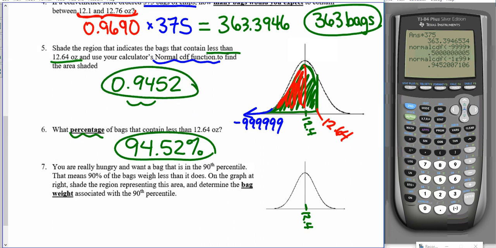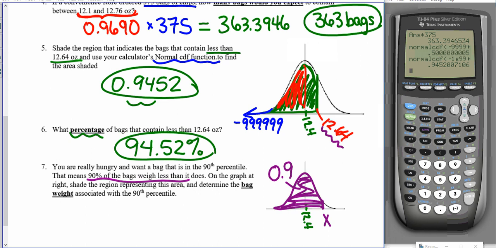Okay, so now number 7 says you're really hungry and you want a bag that's in the 90th percentile. 90th percentile means that 90% of the bags weigh less than you. So on the graph, where is that going to be? The 90th percentile is going to be way up here. Do I know what this value is? No, I don't know how much that bag weighs. That's what I'm trying to do, is determine the bag weight associated with the 90th percentile. The 90th percentile means this area right here has to be 0.9. So I know it should be somewhere around this amount because that was the 94th percentile, but I got to find out exactly where it is.